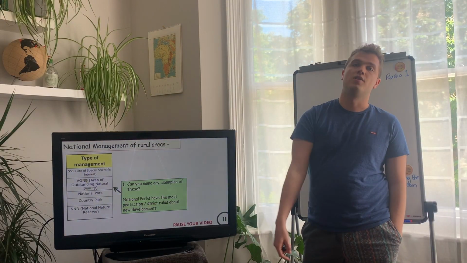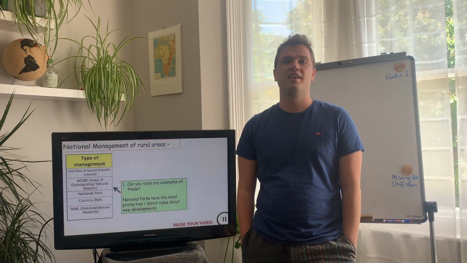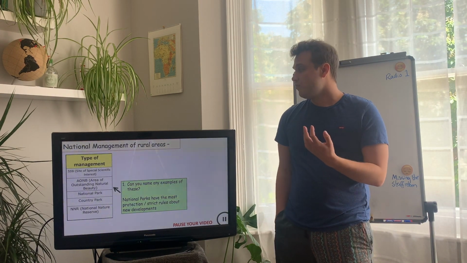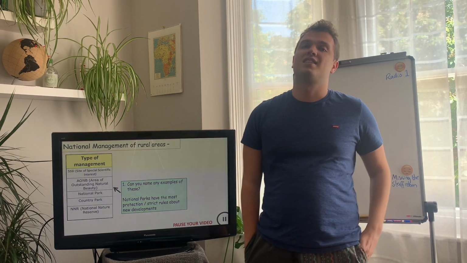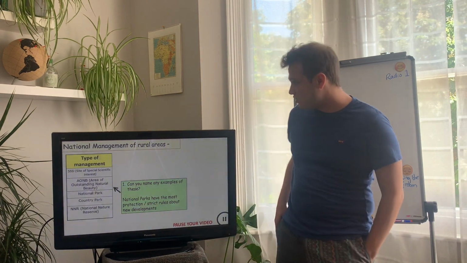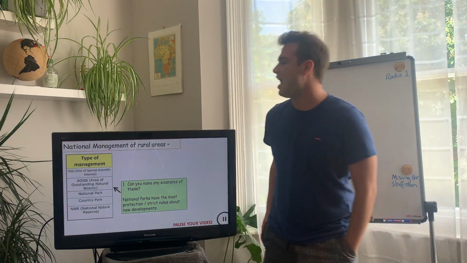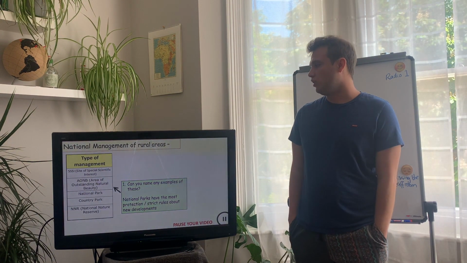Okay, so we're coming on to the last bit of the lesson now, and that's starting to have a think about how some of these rural honeypot sites are protected. So we actually have a range of different scales of protection in the UK, and I've mentioned a couple already. I've mentioned a national park, and I've mentioned an AONB, an area of outstanding natural beauty.